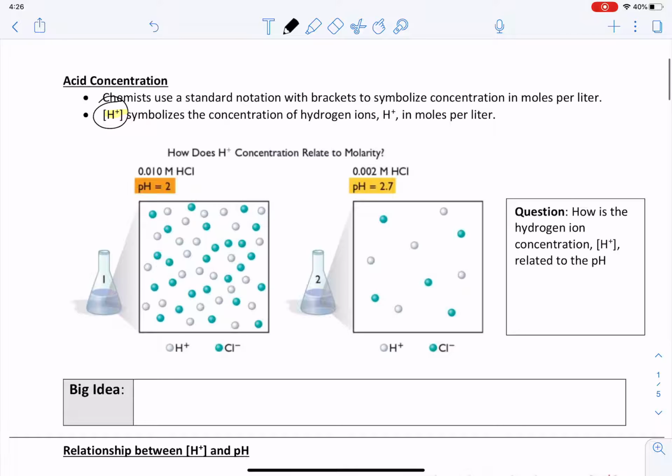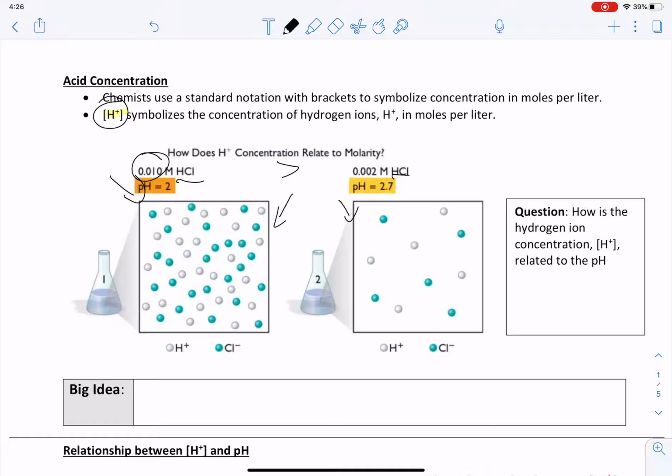So if we look at these two particle views of hydrochloric acid, we have one at 0.010 and one at 0.002 molarity. So if I ask you which one has a greater concentration of hydrochloric acid, you would say this one, right? Because that number is greater than this one. And if we look at the particle views, we can see that clearly there are more in here on the left-hand side than on the right.